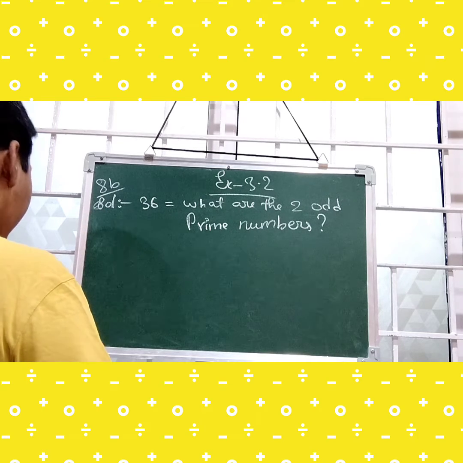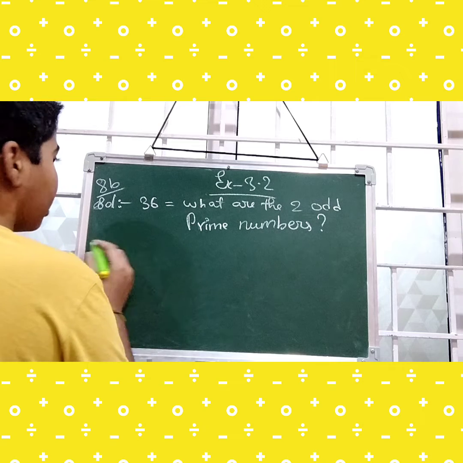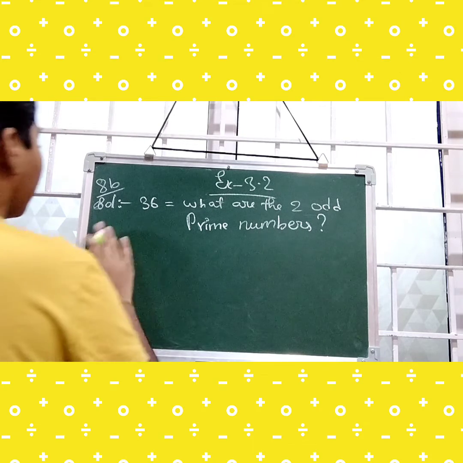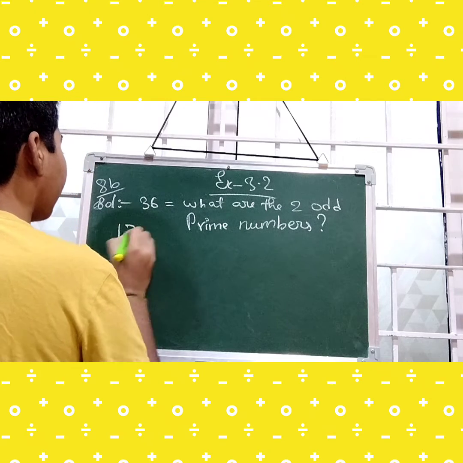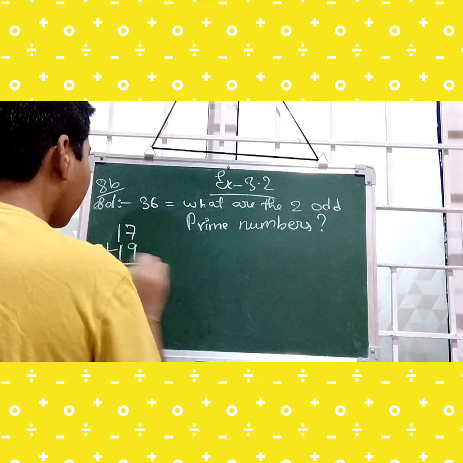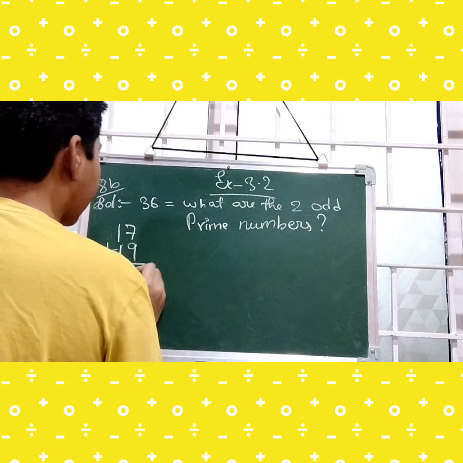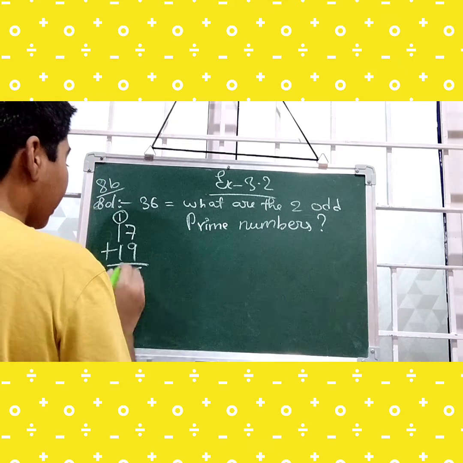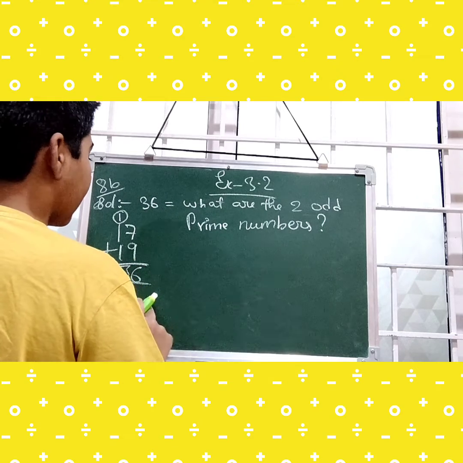We can take 17 and 19. Let's take the sum. 17 and 19 are both odd prime numbers, so that's why I am taking them. 7 plus 9 is 16. 1 plus 1 is 2, 2 plus 1 is 3. So we got 36.